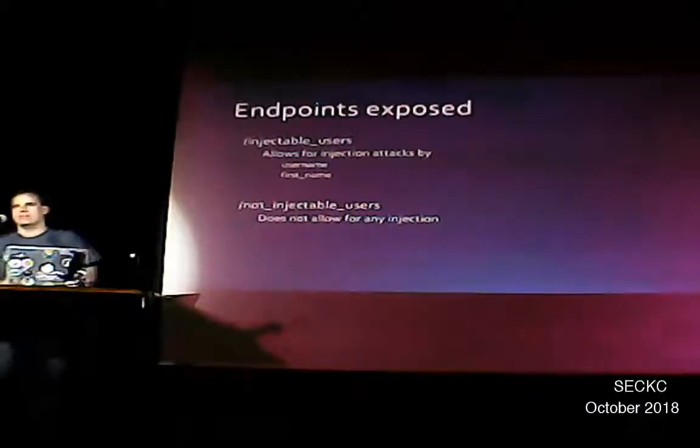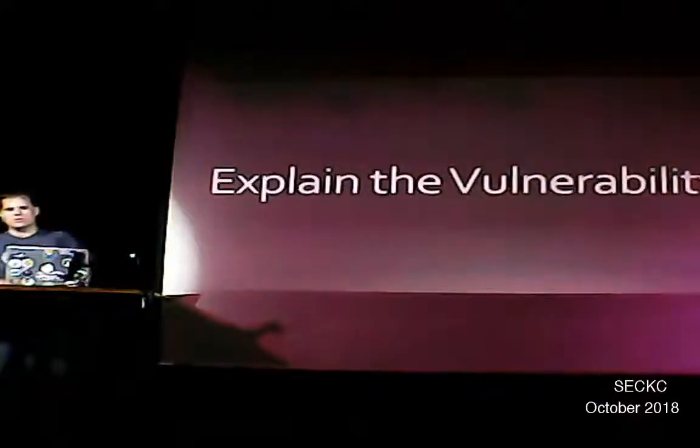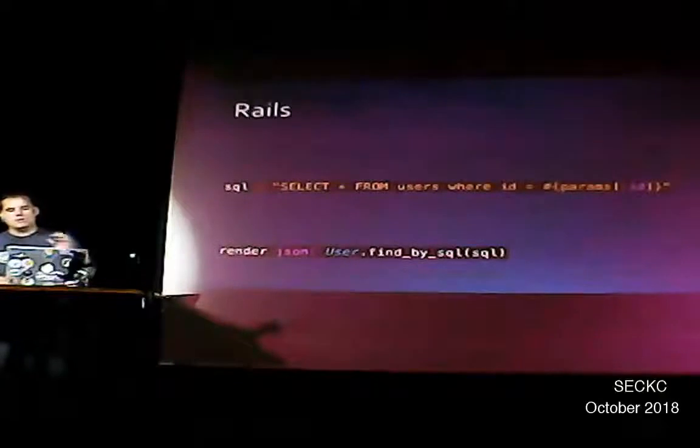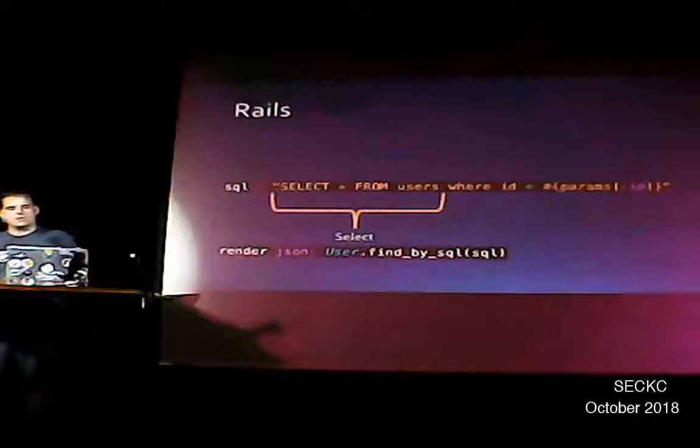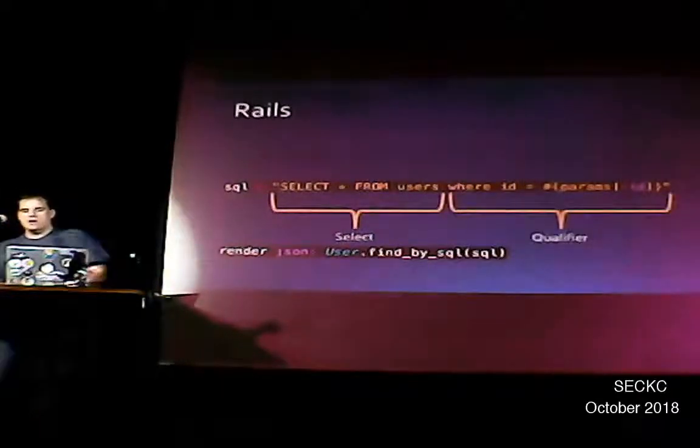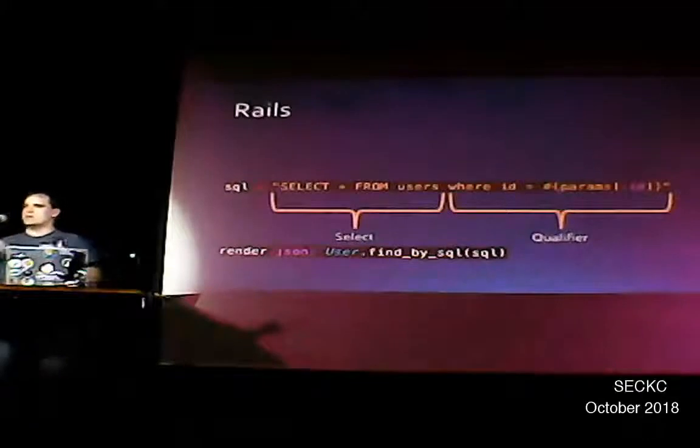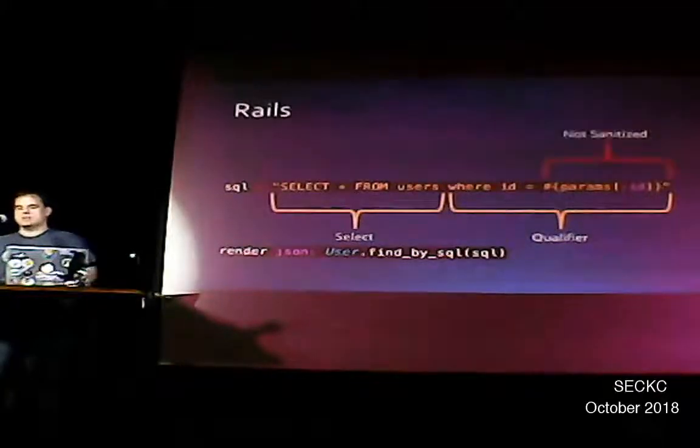I'm sure there's a way in, like anything, right? If I tell you there's not a way in, you're going to find a way in. But they're designed to use the secure APIs that Rails provides. In this case, with injectable users, we just made username and first name injectable as parameters. So let's go look at this vulnerability. We had some SQL, and you'll see this is in the context of Rails. We had some SQL earlier where you do select from and get things, right? So in this case, we wrote our select statement. We've got our select, and then we've got our qualifier. In this case, our qualifier just says where the ID is equal to the ID that's passed to me. And why this is bad is because that data isn't sanitized.